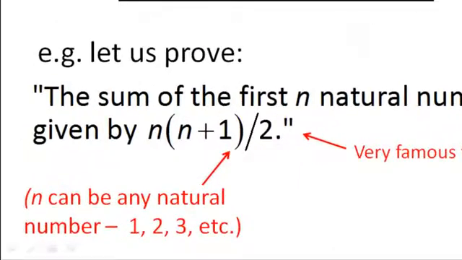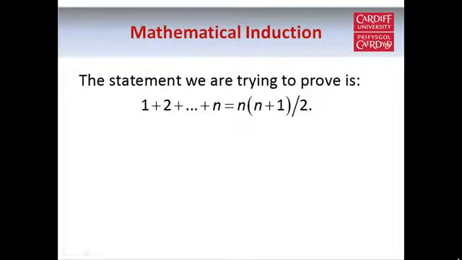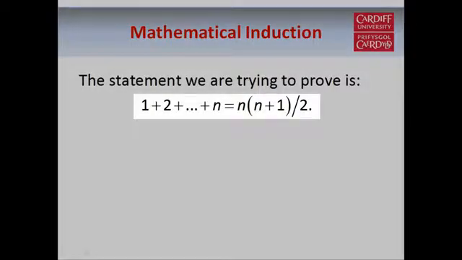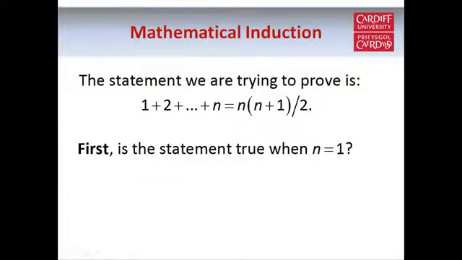But before we talk about induction, notice that in this formula, n can be any natural number. So this means we effectively have an infinite number of statements that we have to prove, because we have to show that the statement holds when n equals 1, n equals 2, n equals 3, and so on, going on forever. So we're trying to prove this statement. If you add together the first n natural numbers, the total is equal to n times n plus 1 over 2. Firstly, let's see if the statement is true when n equals 1.